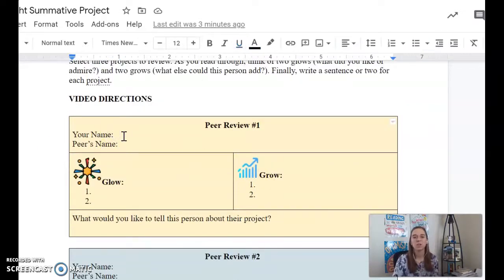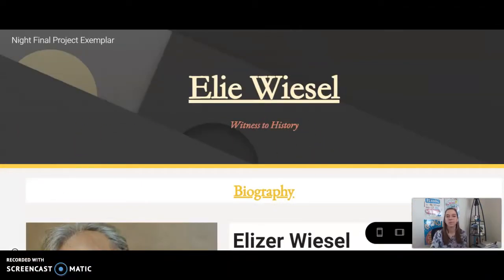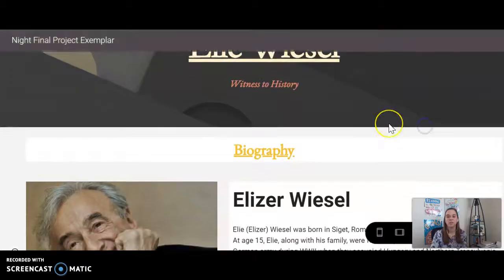You can see our structure. Who are you, right? We know who you are, but what peer did you pick? And then glow and grow. So let's look at our example for this. Okay, and we're going to look and see what a glow and grow might be. So this is our exemplar that we looked at, our mentor text.